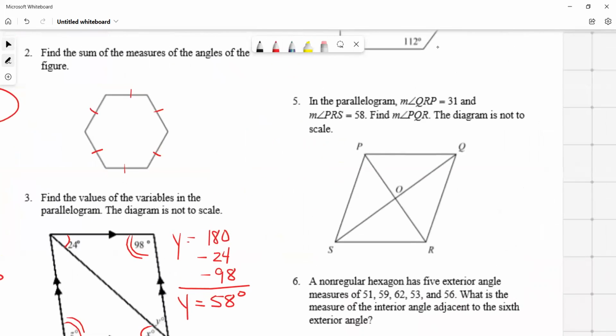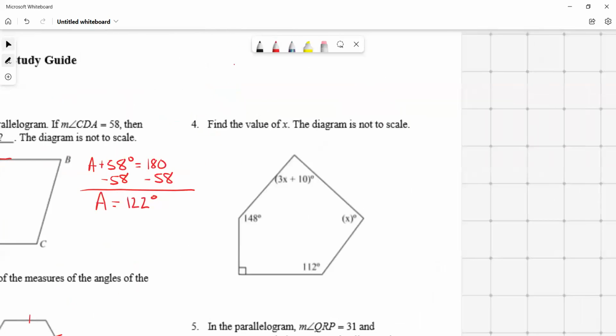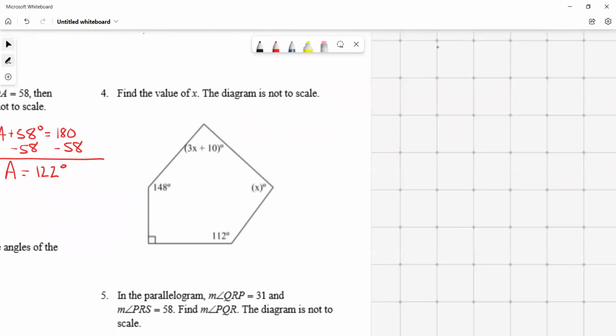All right, then number 4. Find the value of x. You've got a shape here that's got 1, 2, 3, 4, 5 sides. So all of the angles in this shape are equal to 5 minus 2 times 180. And that's 3 times 180, which is 540.